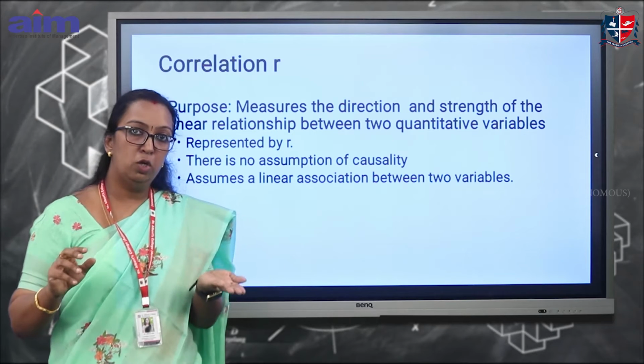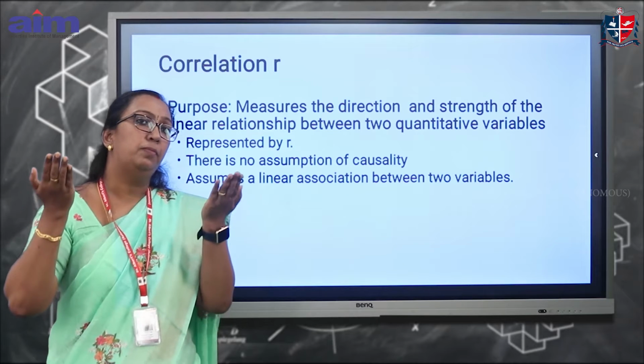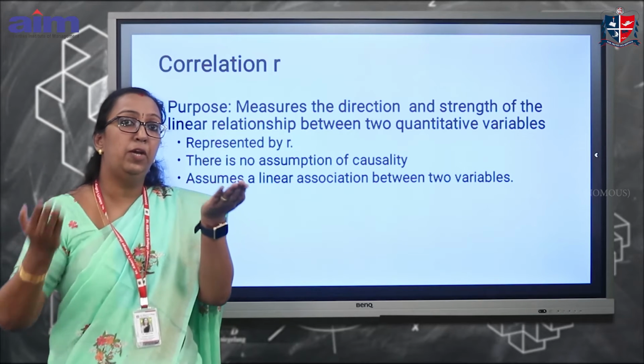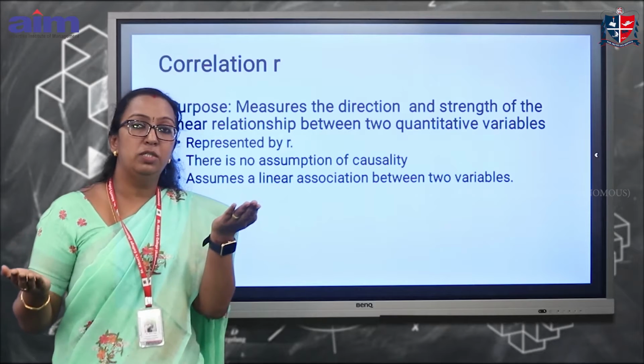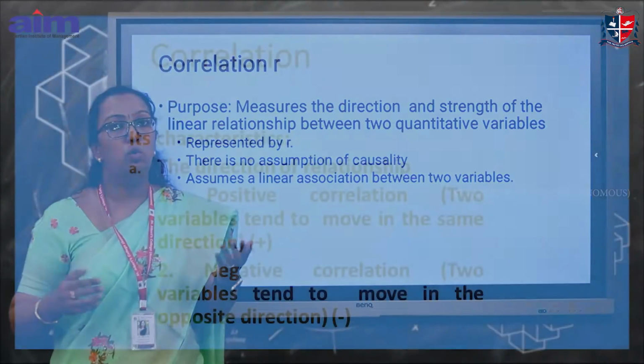That is, because of one variable, the other variable also goes up. This is a positive relationship. When one variable increases, the other variable goes down. That shows that there is a negative correlation. That means it is negatively correlated.